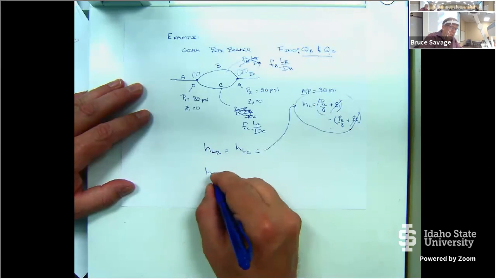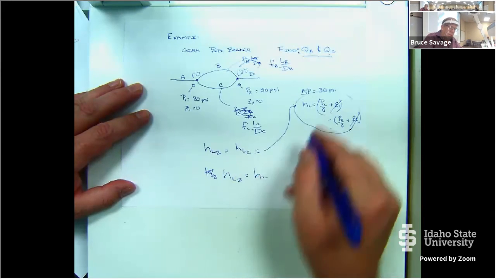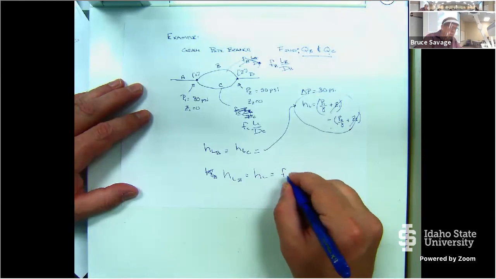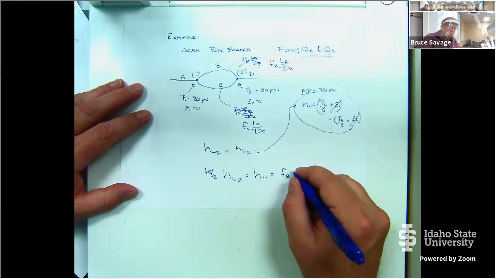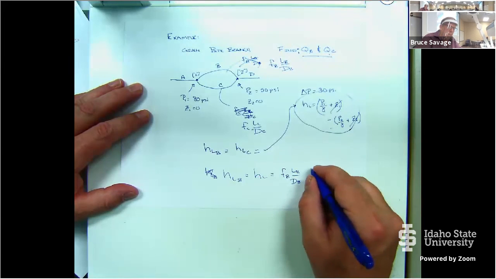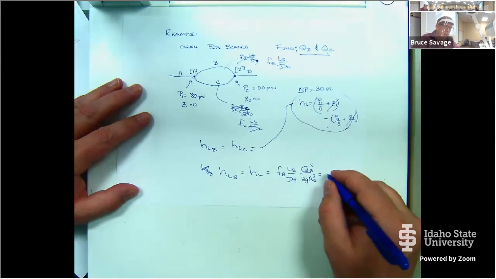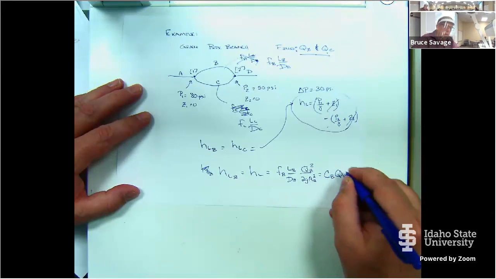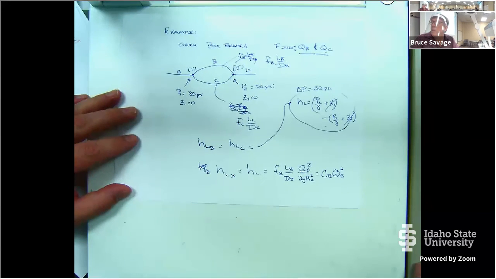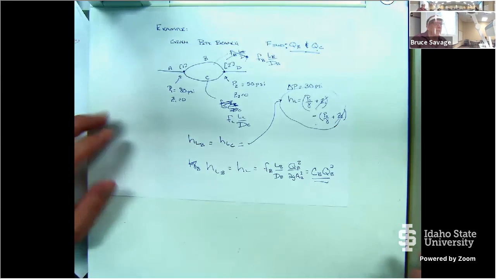So for example, the head loss across B would be equal to the head loss across my whole system up there, which would equal F sub B times L sub B times D sub B times Q sub B squared divided by 2g A sub B squared, or in simple notation, C sub B times Q sub B squared. Simple notation is a lot easier, right?